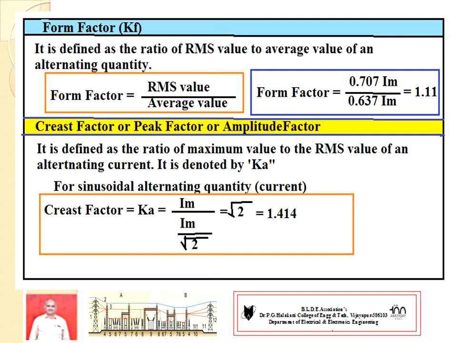Then last one is crest factor or peak factor or amplitude factor. It is defined as the ratio of maximum value to RMS value of an alternating current. It is denoted by Ka. So crest factor equal to Im, and you write the RMS value in terms of Im, that is Im by root 2. Hence finally we are going to get root 2, which becomes 1.414. It is mainly used in dielectrics, that is insulation properties.